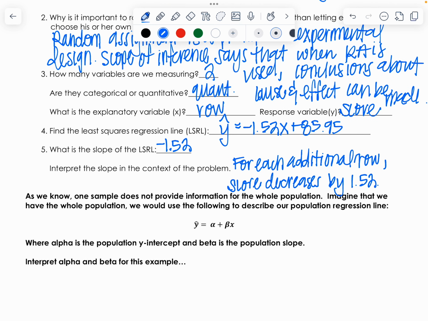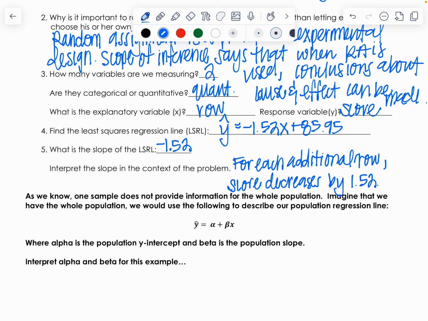Now think about this. So this is one sample, one-time shot look at how where a student sits affects their score. It does not provide information for the whole population. Imagine that we have the whole population of all students ever, the rows they sat in, and we created the population linear regression, right? Not just for a sample, but for the entire population. That regression line would still be y hat, but we would use alpha and beta. Alpha being the population y-intercept and beta being the population slope.